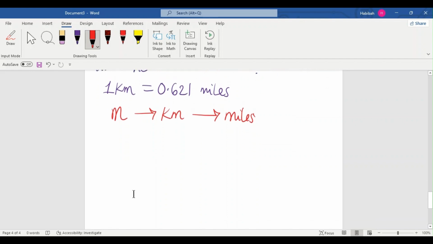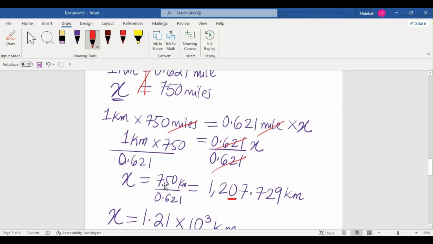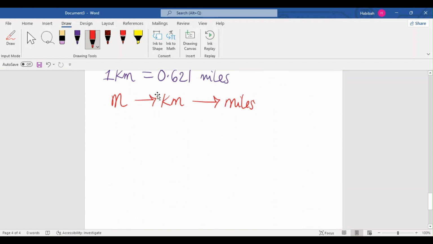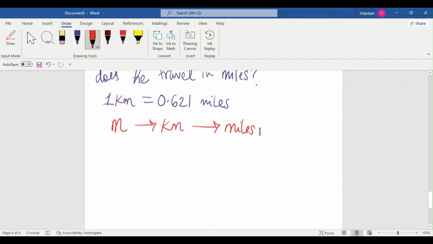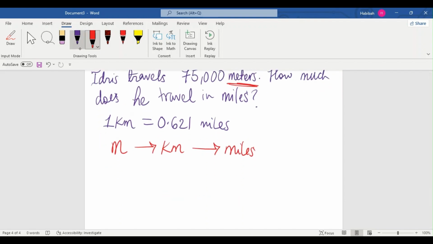It's similar to what we did previously, where we went from miles to kilometers and then from kilometers to meters. In this case, we're given meters and we're going to go to kilometers, then to miles. So we have 75,000 meters. That is equivalent to how many kilometers? That's the first point of action.